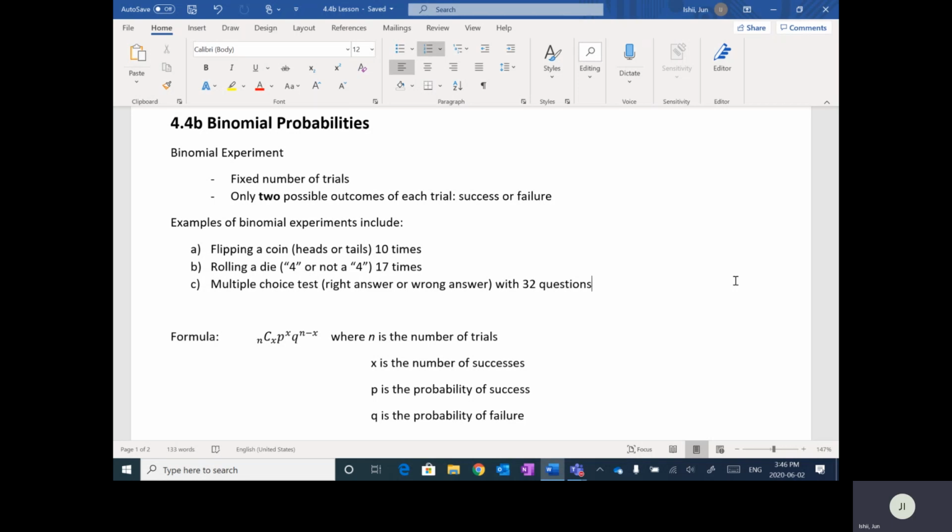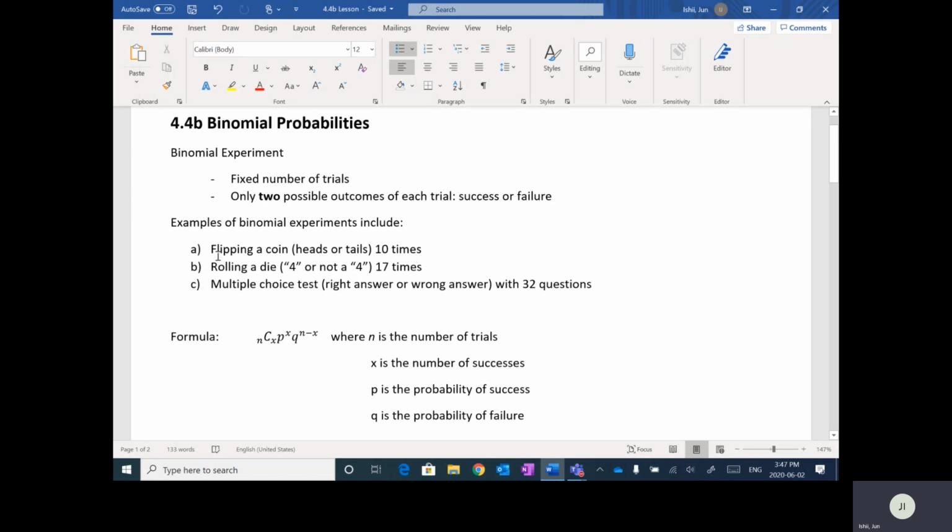So anyways, this last lesson is on something called binomial probabilities, or binomial experiments. First thing I'm going to do here is explain what a binomial experiment is. A binomial experiment is basically when you do an experiment with a fixed number of trials, and there's only two possible outcomes for each trial. Either it's going to be a success or a failure. This is kind of abstract, but I think you'll get a better understanding if I list a few examples here.